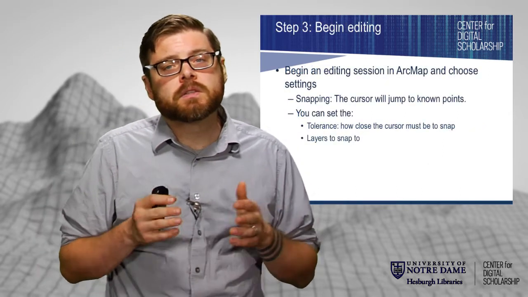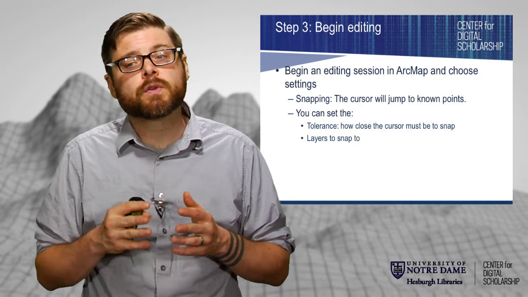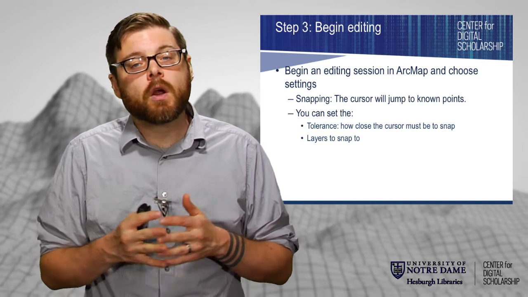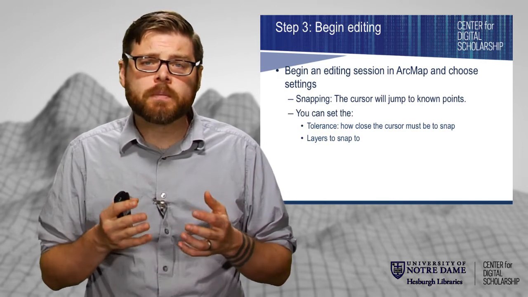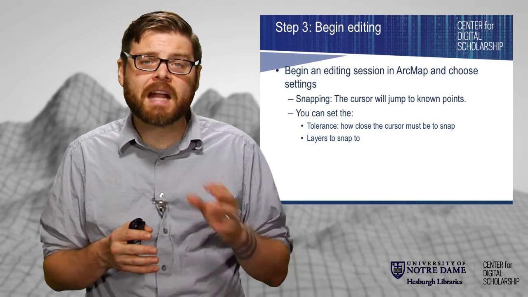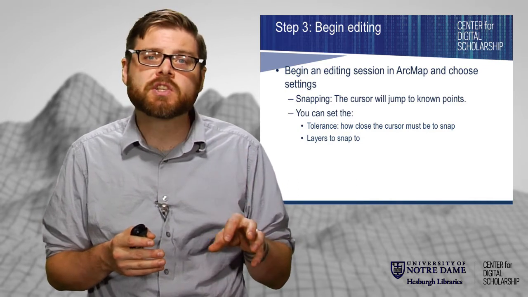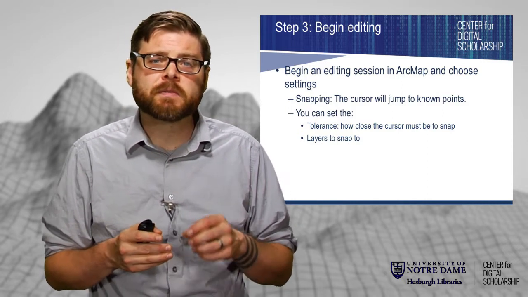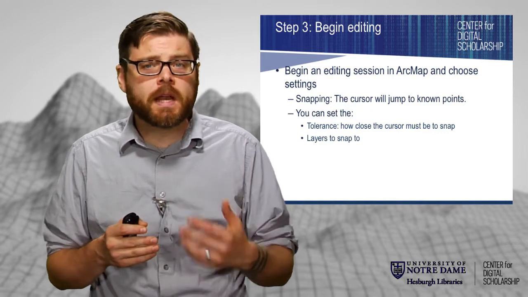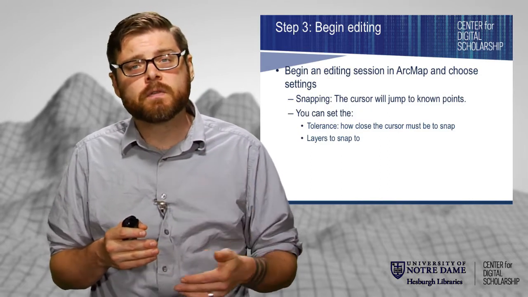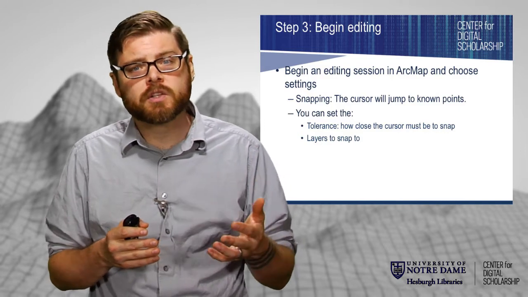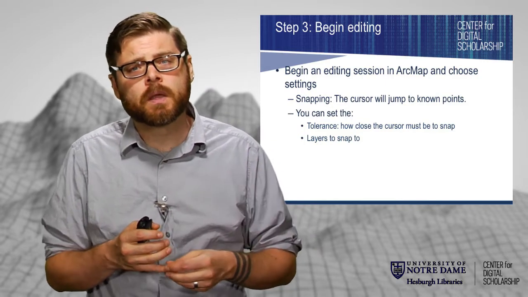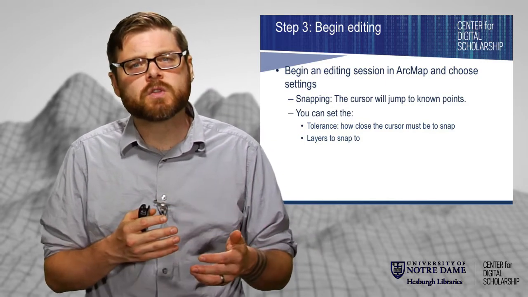So the next thing we want to do, step 3, is to begin an editing session in ArcMap and begin to choose our settings. Now, ArcMap is a little bit strange about how it works with editing. We have to have actively started an editing session to be able to change anything about our shapefiles. And this is very much on purpose because it keeps us from doing anything accidentally. Once we've started this editing session, we can't add new fields, we can't do anything else. We can only edit geometry, and we can only add attribute data to pre-existing fields. And this is because it creates a temporary version of the file so we can go back if we need to.